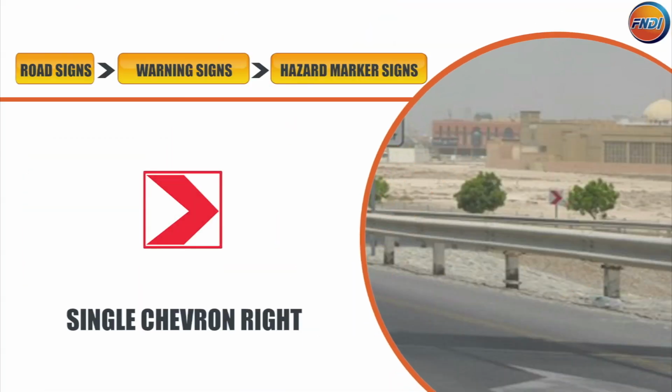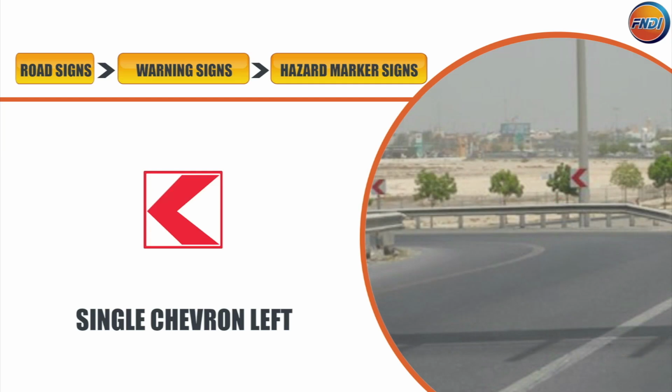Single chevron right. Single chevron right sign indicates a change in direction to the right. This marker is posted on rail guards and used at intervals to indicate the sharpness of the curve. This sign is also used at entry and exit ramps on major roads. If the symbol is reversed, it indicates a change in direction to the left.